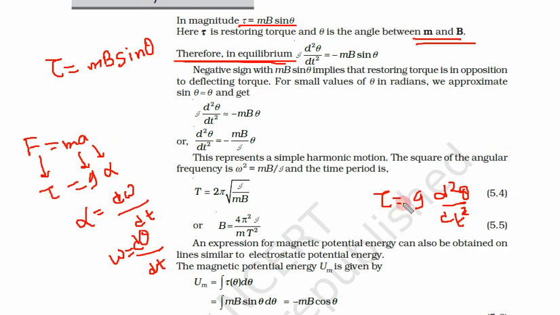This is F is equal to ma. So this is another torque. So let us put this torque and this new torque equal. So I d2 theta upon dt square is equal to minus mb sin theta. So now we have a minus sign.